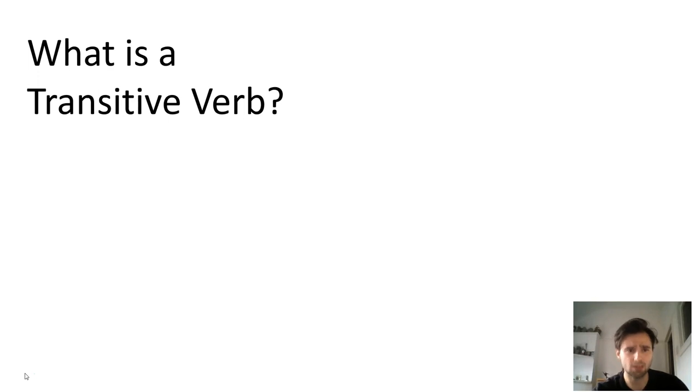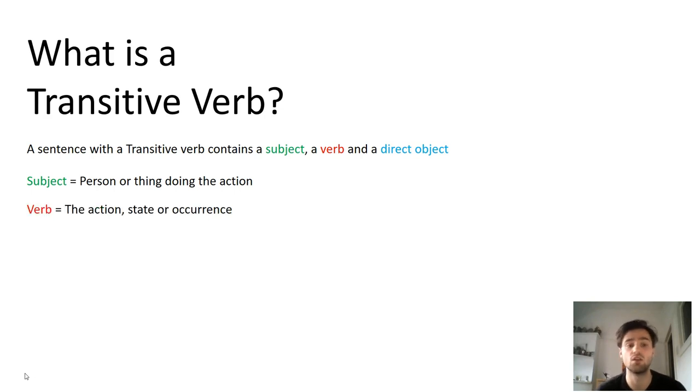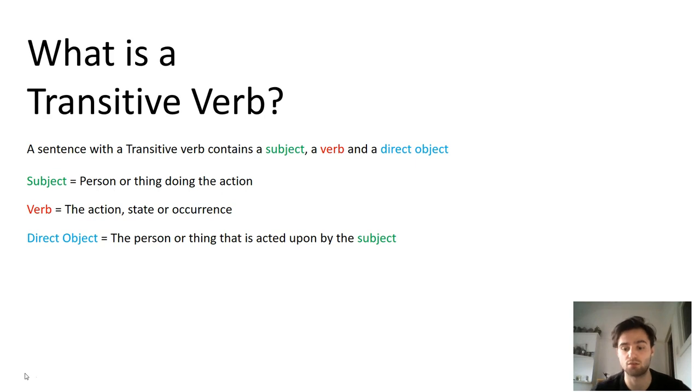Okay, now a transitive verb differs, as we'll see, in the sentence structure. So, a sentence with a transitive verb contains a subject and a verb, a bit like an intransitive verb sentence structure, but the only differing part is that it contains a direct object. Okay, so the subject is the same, it's a person or a thing doing the action. The verb is the action, state, or occurrence once again, but the direct object is the person or thing that is acted upon by the subject itself.